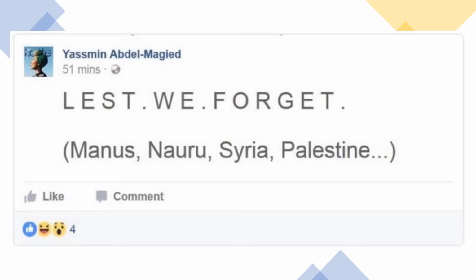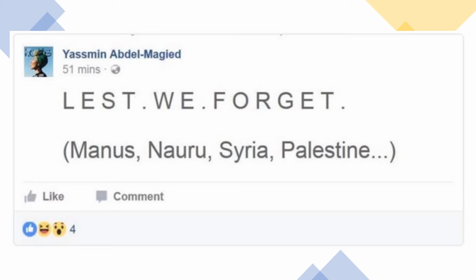Okay, so on Anzac Day 2017, Yasmin put up this post. Lest we forget. And she's drawing attention to the fact that we shouldn't just forget the deaths of Australian and other soldiers in World War One during the Gallipoli campaign. We should also not forget Manus and Nauru. Manus and Nauru are places where the Australian government has housed what they call illegal migrants offshore for processing, which Human Rights Watch and Amnesty International have all said is really bad for Australia's human rights record.